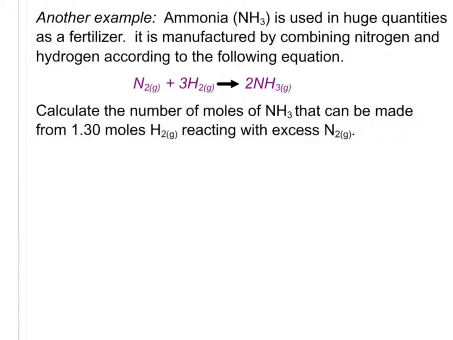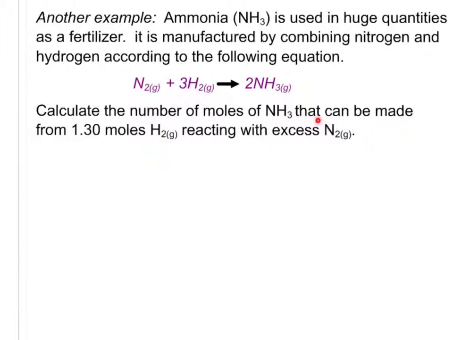Okay, here is the answer to this example. We know that ammonia, NH3, is used in huge quantities as a fertilizer. It looks like I forgot to capitalize the I there. It is manufactured by combining nitrogen and hydrogen gases according to this equation. 1 molecule of nitrogen, 3 of hydrogen, yields 2 ammonia. 2 moles of ammonia. So we know our mole-to-mole ratios here, 1 to 3 to 2. They're asking us to calculate the number of moles of ammonia that can be made from 1.30 moles of hydrogen gas reacting with excess nitrogen.